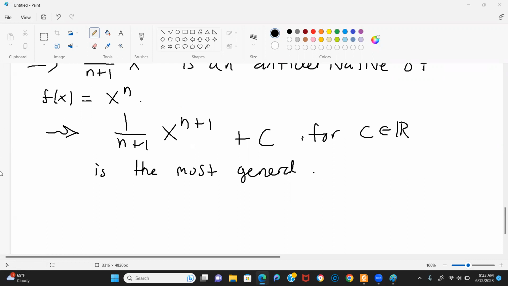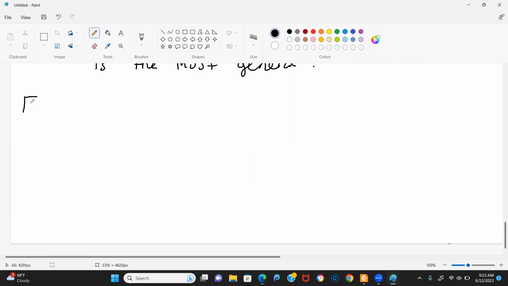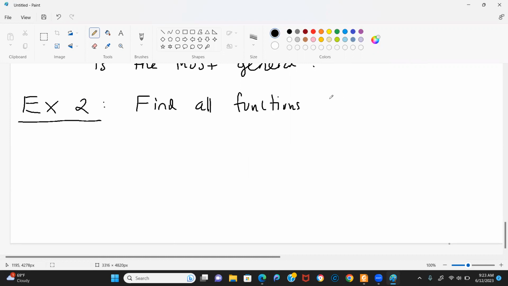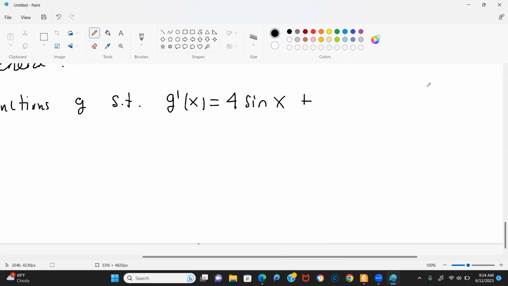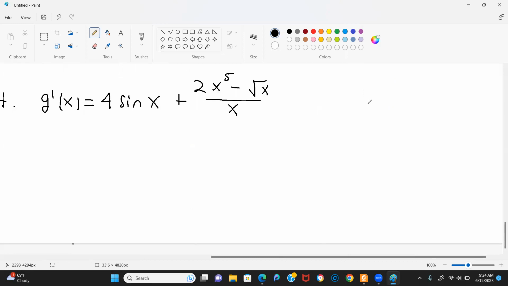All right, so what we want to do for this next one, this is example 2. If we want to find all functions g such that g prime of x is equal to 4 sine x plus (2x to the fifth minus square root of x) divided by x. So we want to find that.